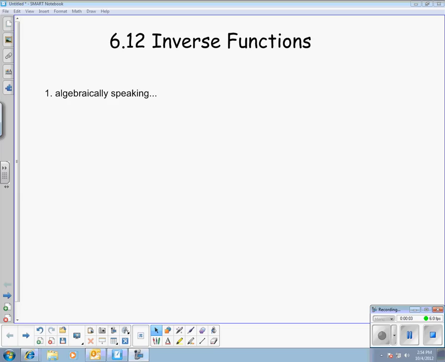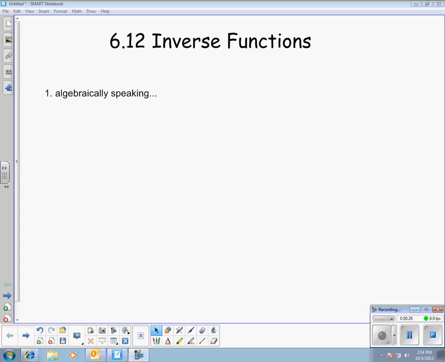Hey guys, section 6.12 is called inverse functions. Technically, it's called inverses of functions, the logarithmic function. And we always talk about inverses right after you learn about logs because logs are the inverses of exponentials. You could have learned about inverses when you knew other types of functions, but it just naturally comes right here usually.